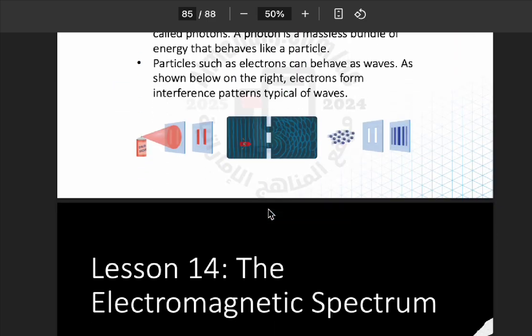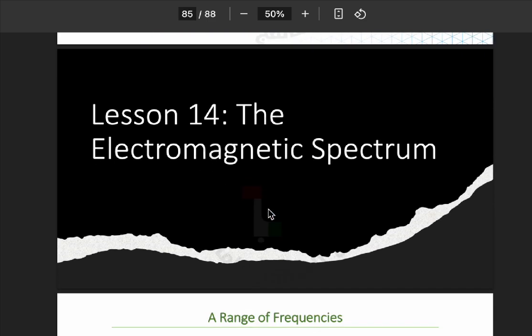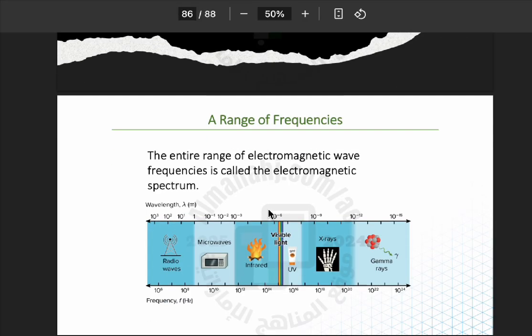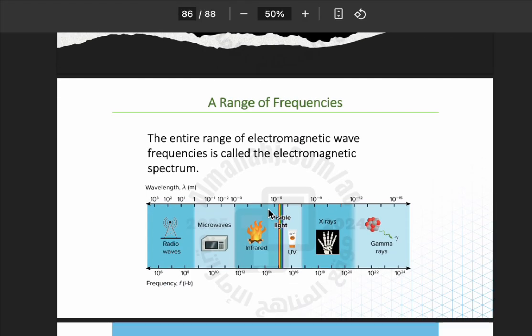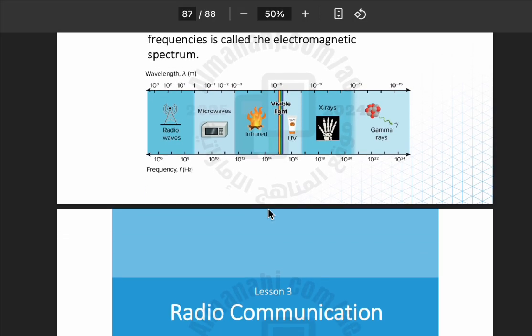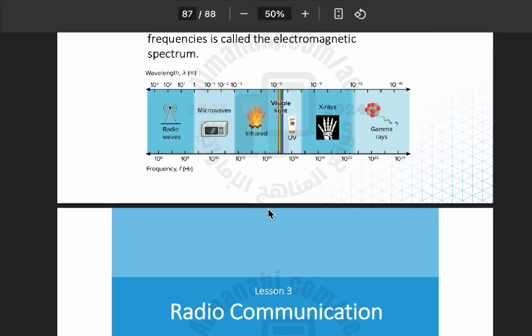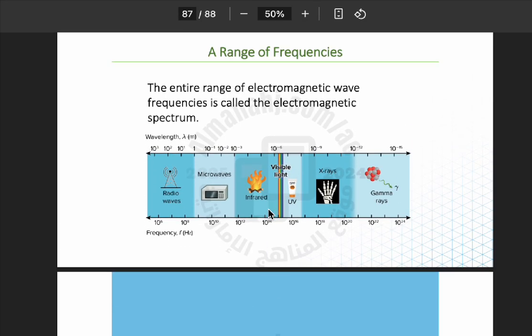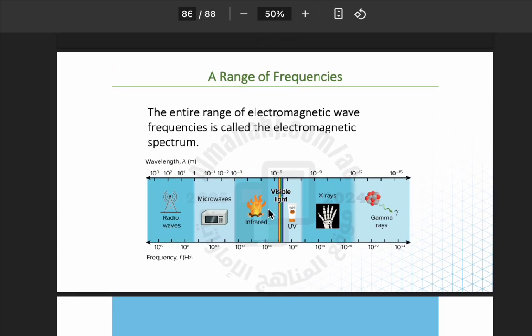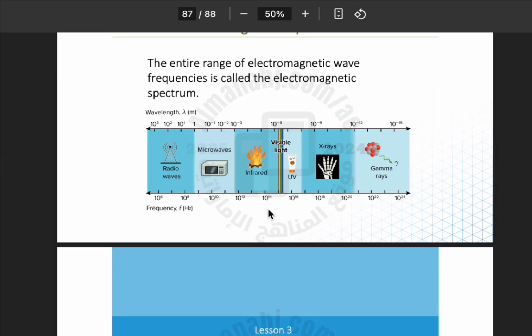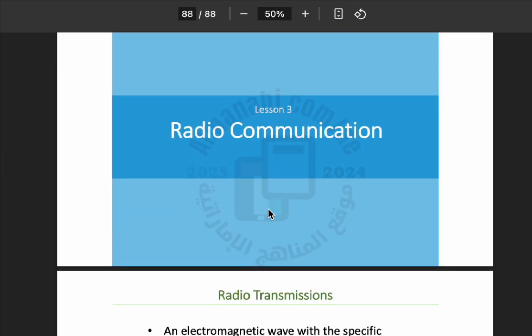Lesson 14, The Electromagnetic Spectrum. The electromagnetic spectrum includes all types of EM waves: radio, microwave, infrared, visible light, ultraviolet, X-rays, and gamma rays, classified by their frequencies. Radio communication. A carrier wave is used to transmit information via modulation with a signal wave. This is how radio stations send out audio to our devices.